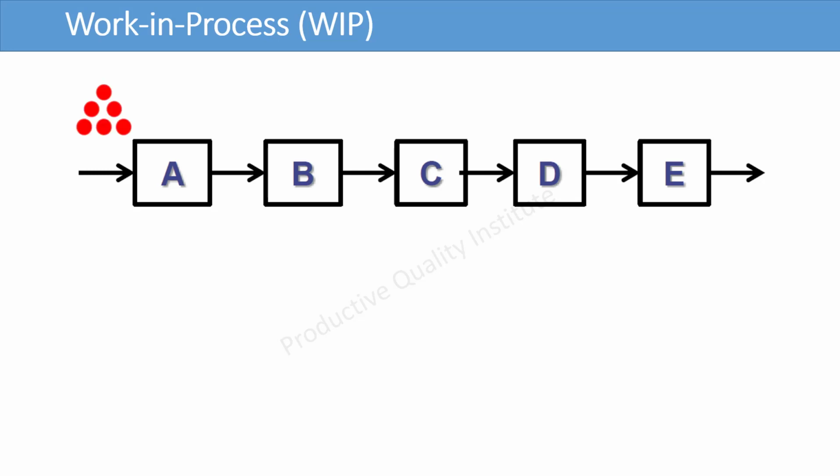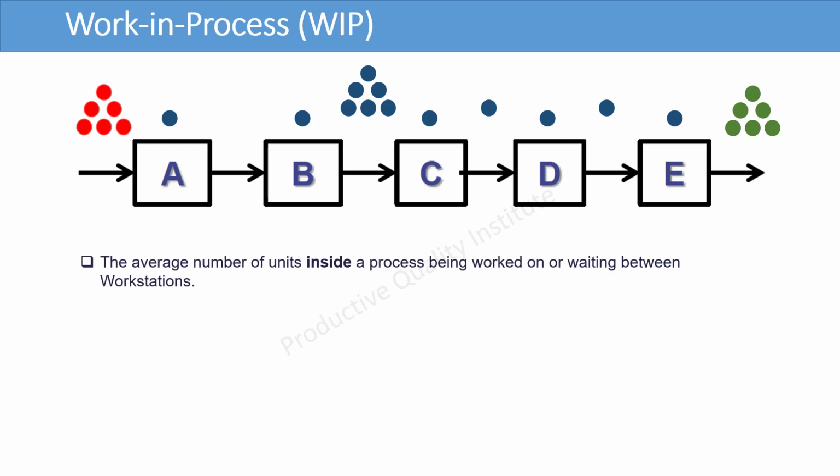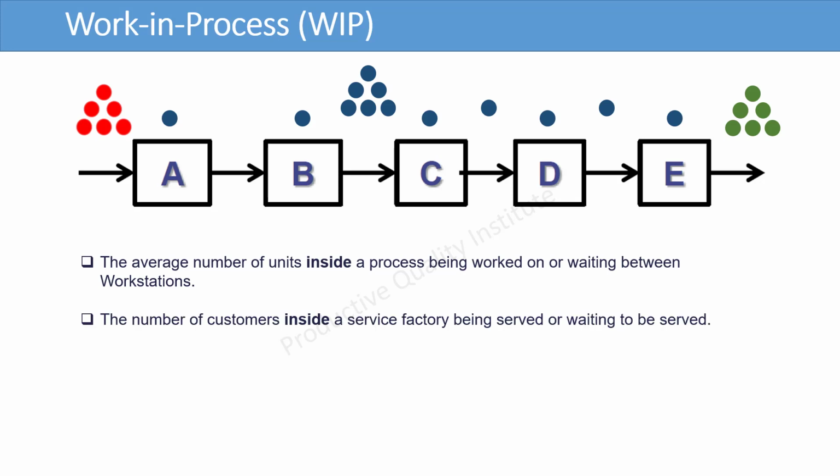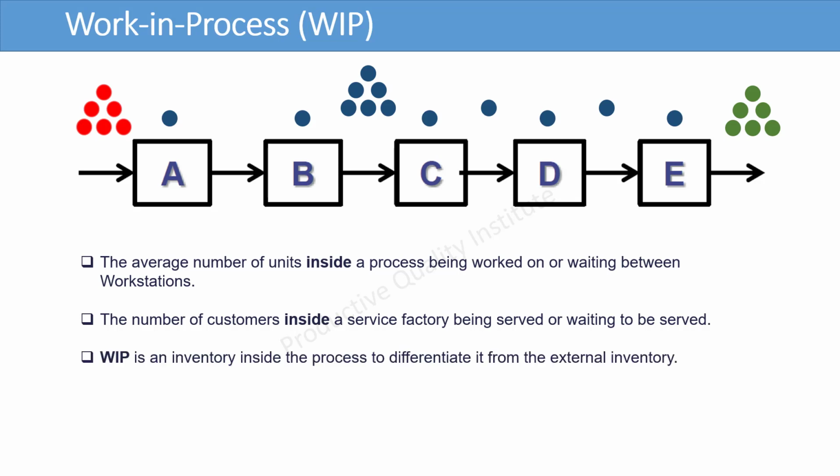Work in process, WIP. It is the average number of units inside a process being worked on or waiting between workstations. The number of customers inside a service station being served or waiting to be served. WIP is an inventory inside the process, to differentiate it from the external inventory.